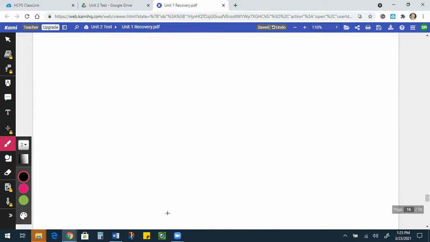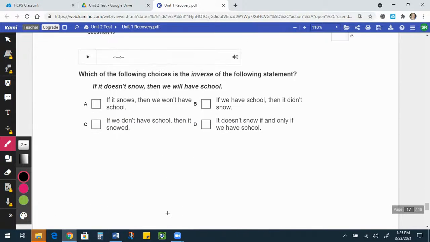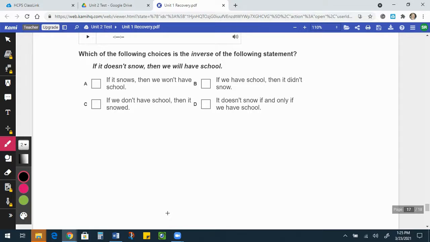All right, and let's see. Number 13. Which of the following choices is the inverse of the following statement? All right, inverse. There's a clue in there. We have to keep it in the original order, but we have to negate each part. Here's my little symbol for negate. Now, y'all, you got to remember, negate means if it already had a not, you take it out. If it didn't already have a not, you're going to put one in.